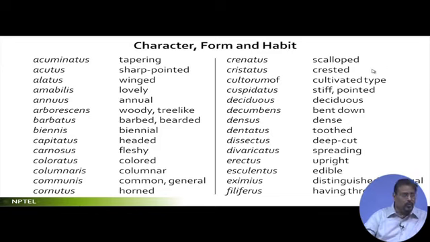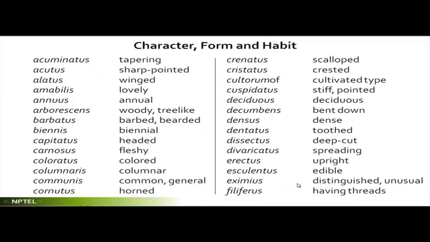Crenatus is scalloped, cristatus is crested. Similarly, like the different others, I am going quickly through this so that I don't have to spend much time on it. Dentatus is toothed, dentatus, dental, tooth. So you always get a correlation between these. Erectus is upright, erect. Okay. Esculentus is edible, eximius is distinguished or unusual, and filiferus is having threads.